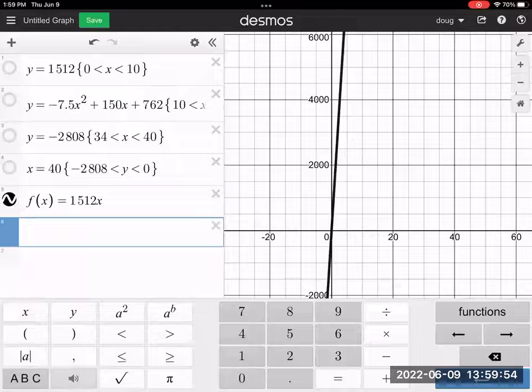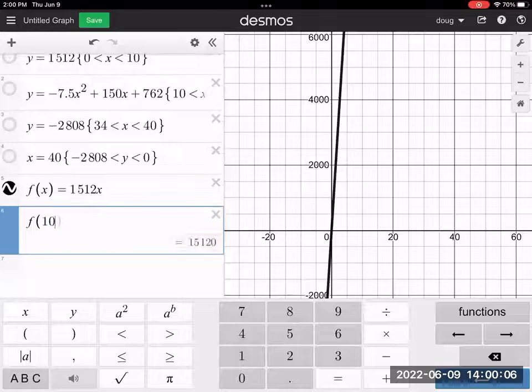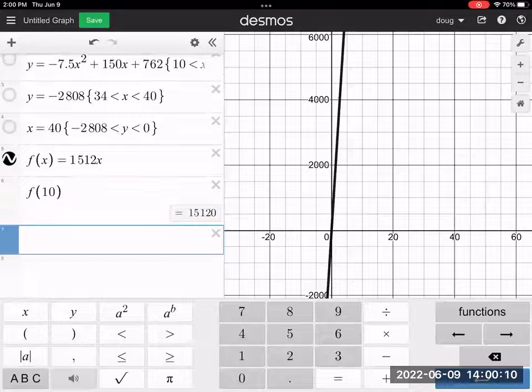Now, why did I do that? Well, a second ago, once we knew that equation, we asked what it is at 10. In this case it's times 10, so it's really easy. But couldn't I just ask it to tell me what f of 10 is? Oh, okay, it's 15,120. Then we moved on to our second equation.